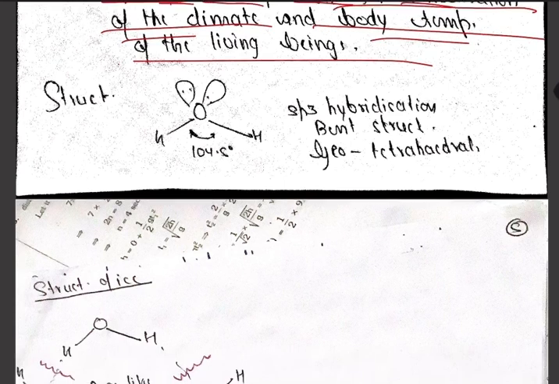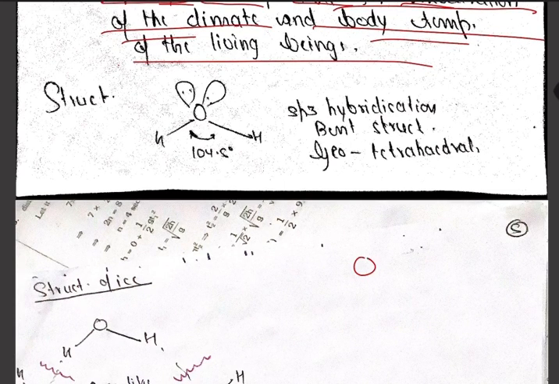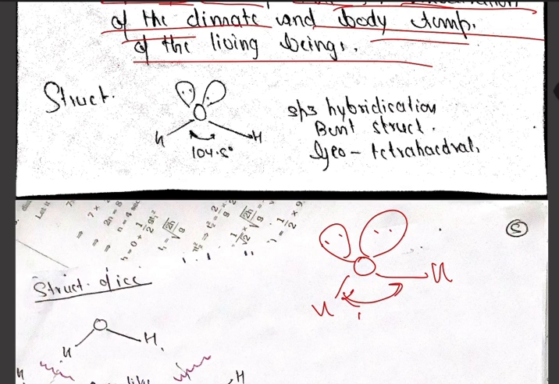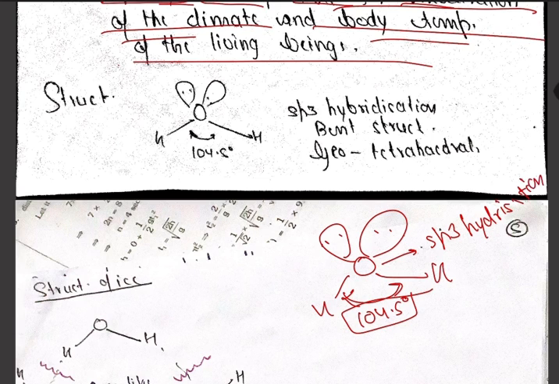Now we will look at the structure of the water, that is oxygen and the hydrogen, and there are two lone pairs. Here is the 104.5 degree angle between the two hydrogens, and it is sp3 hybridization and the tetrahedral geometry.